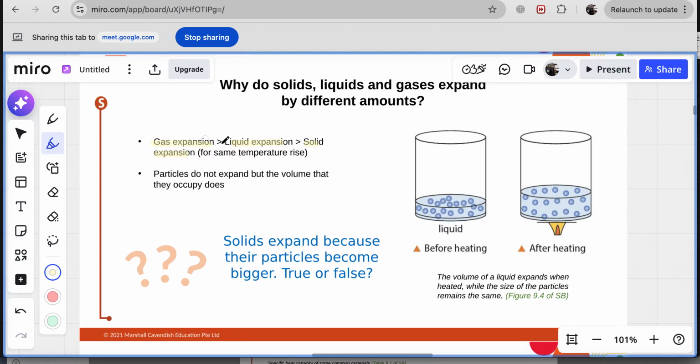For example, take a look at this liquid. When you heat it, it expands and you can see the height get bigger. The volume of the liquid gets bigger. It's not the particles that get bigger, but the particles are able to move further from each other and make the volume of the liquid bigger. Okay. Now let's move on to the next one quickly.